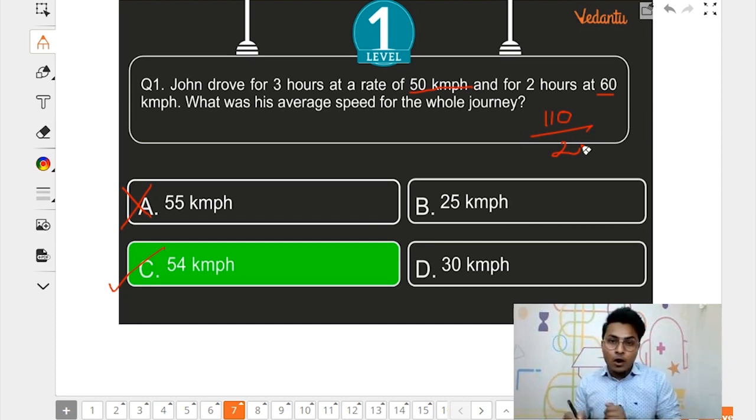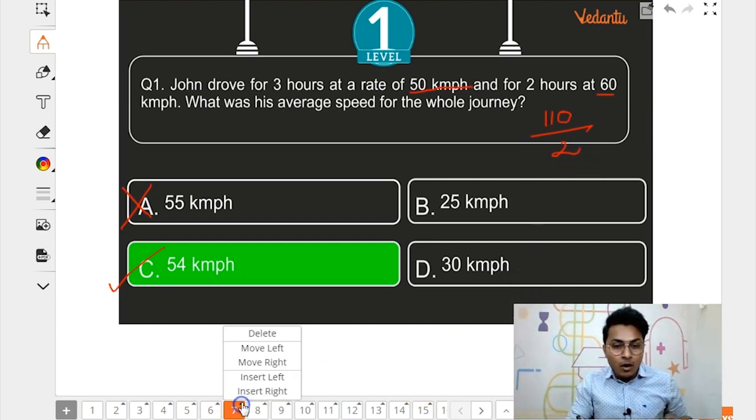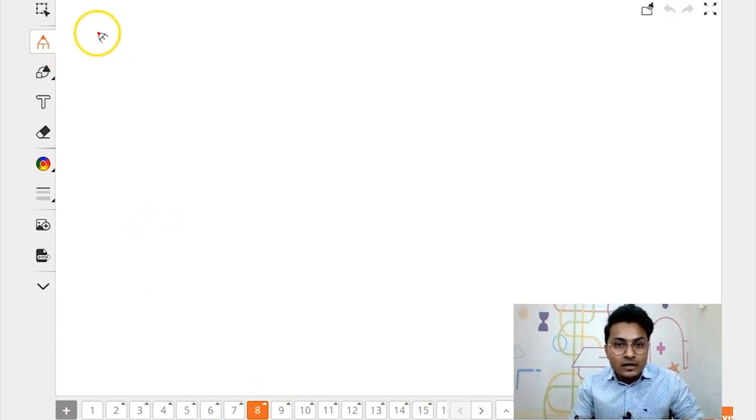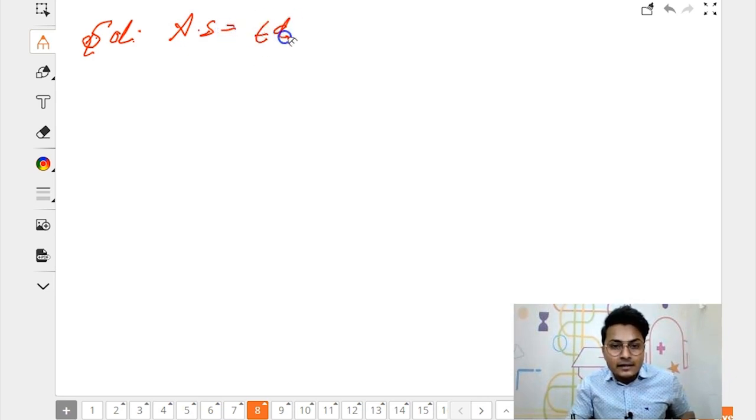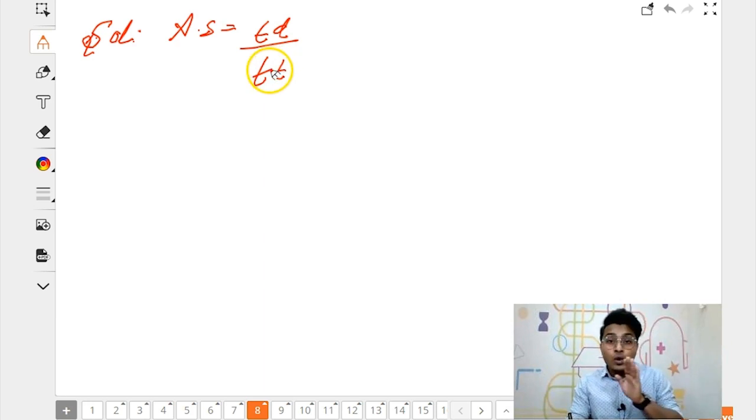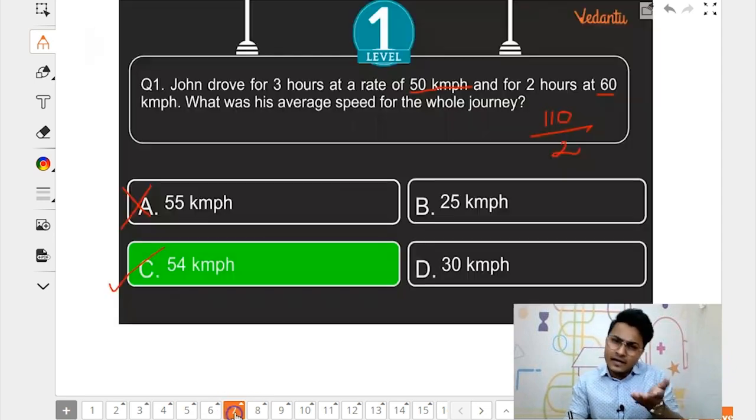Always stick to the formula. I hope all of you remember the formula. The formula stated was, again, I'll repeat it: average speed is equal to total distance by total time taken. Please stick to the formula. Do not make a mistake. Got the point? Now let's try to solve this question for those students who were not able to solve this. It's a very simple problem.